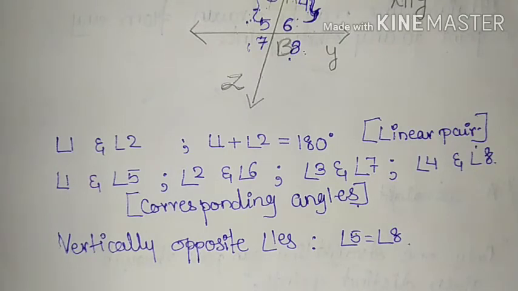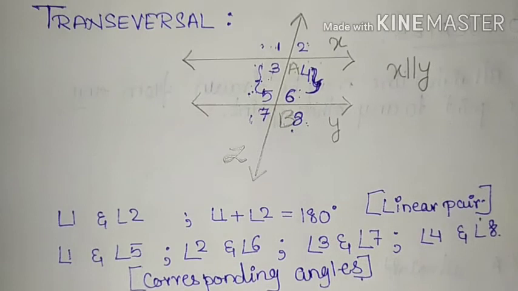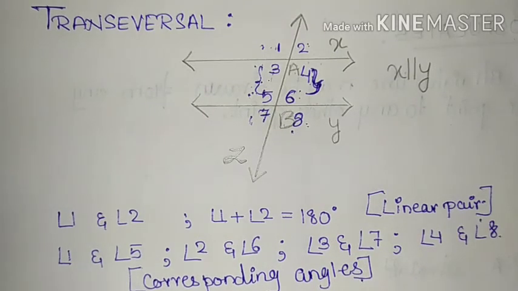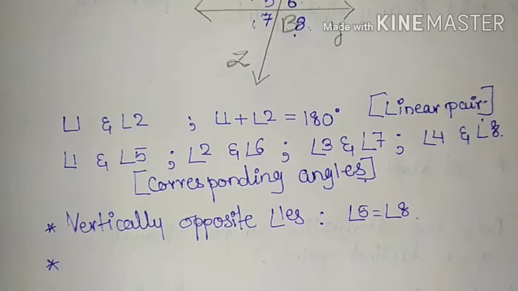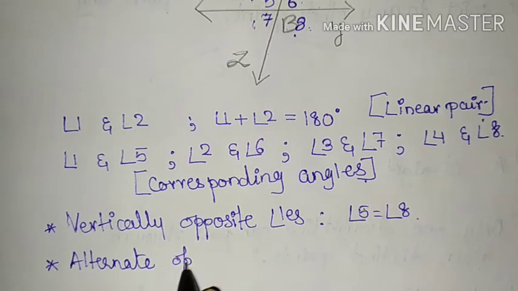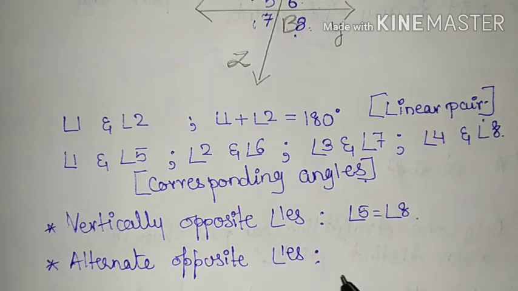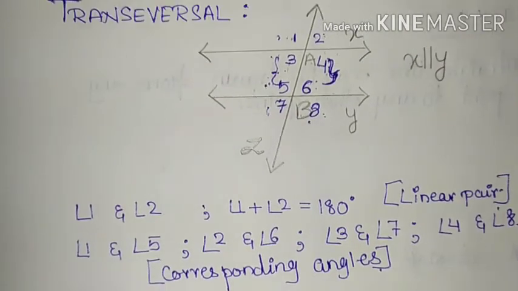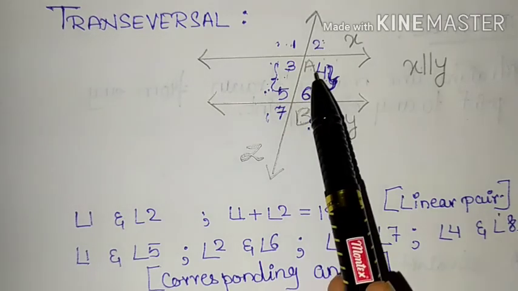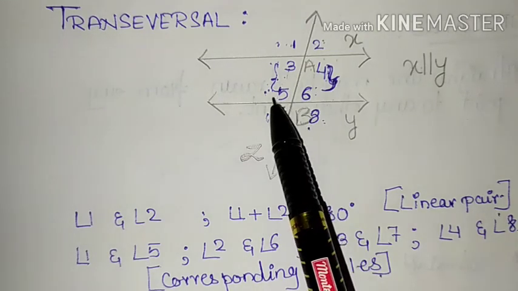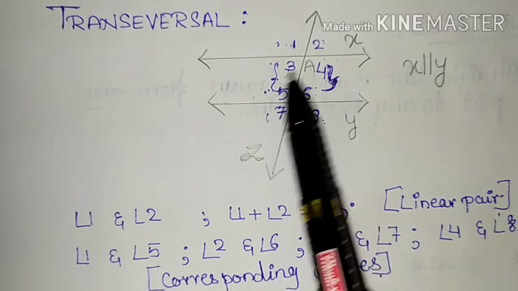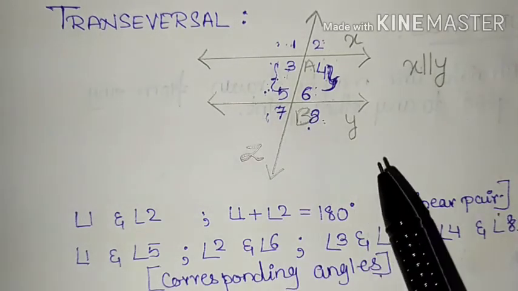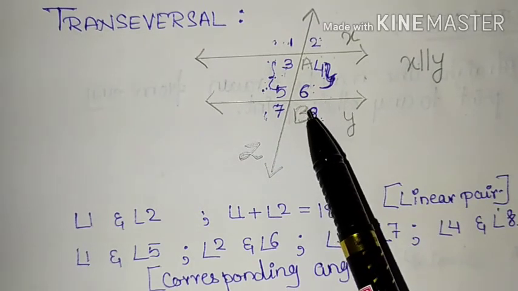So after vertically opposite angles, we have the fourth type of angles in the parallel lines and transversal, that is alternate opposite angles. The fourth type of angle is alternate opposite angles, and they are also always equal. When the lines are parallel, these angles are equal. For example, angle 4 will be equal to angle 5. These are known as alternate opposite angles on the interior of the transversal, interior of the lines.